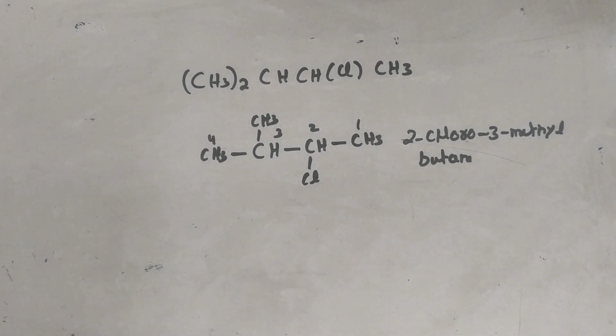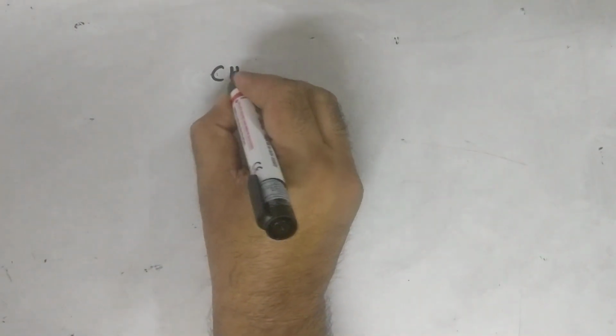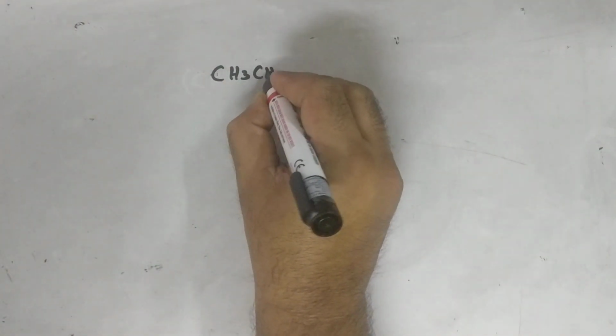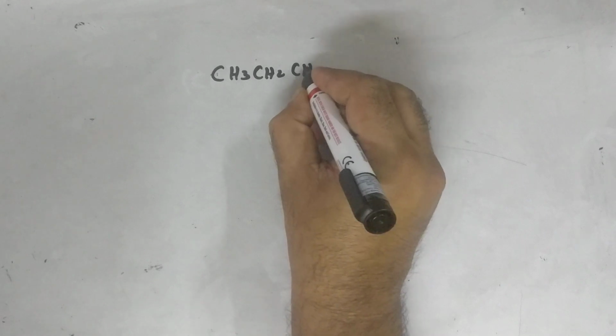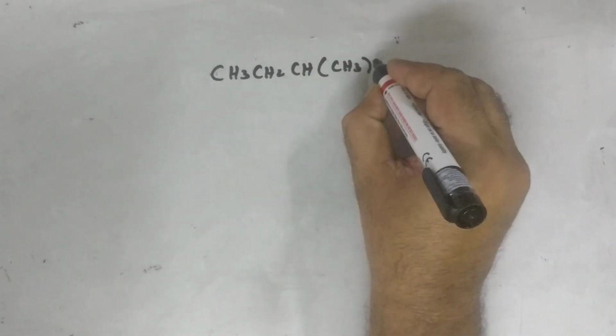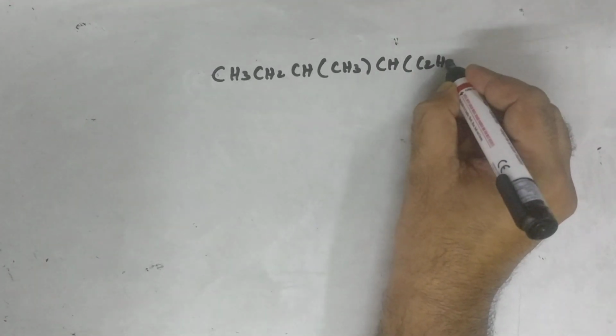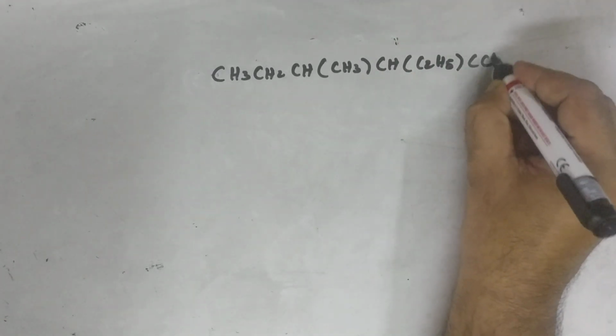Now let's do the next one. These are all back questions given in NCERT. I think this is the first question that is given in the NCERT. Now we have to name this compound: CH3, CH2, CH, bracket CH3, then we have CH, another bracket C2H5, another bracket Cl.